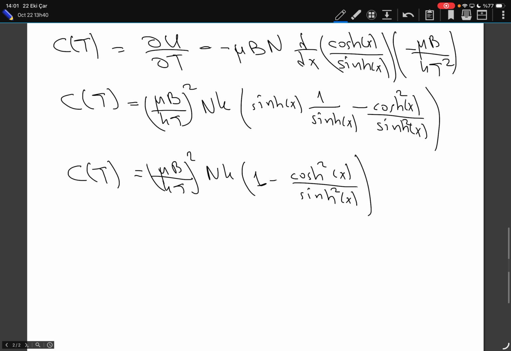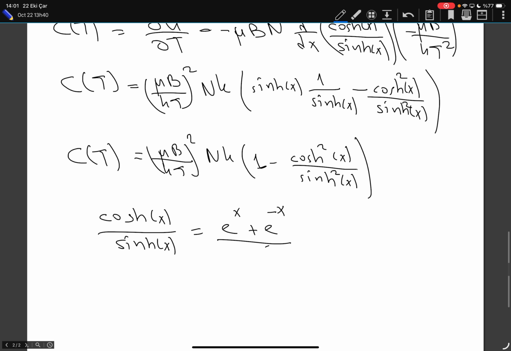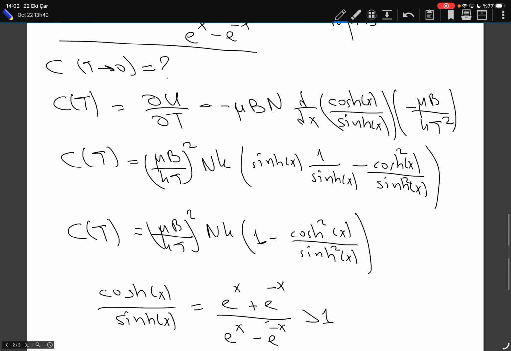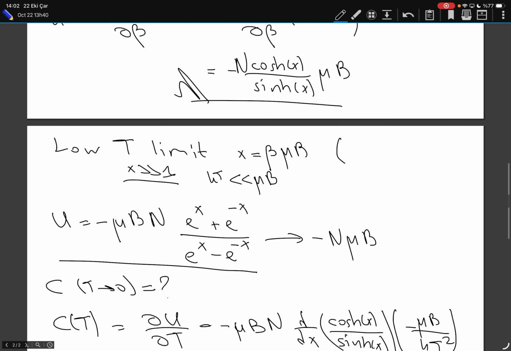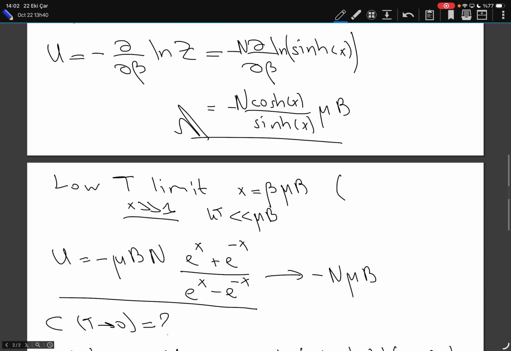Well, the reason why I don't like this answer is, you see, cosine hyperbolic x over sine hyperbolic x is equal to, oh no, okay, e to the power x plus e to the power minus x divided by e to the power x minus e to the power minus x. This is larger than 1. This is what I don't like about my answer. Heat capacity turns out to be negative. So that is what makes me think that I might have missed a sign somewhere.